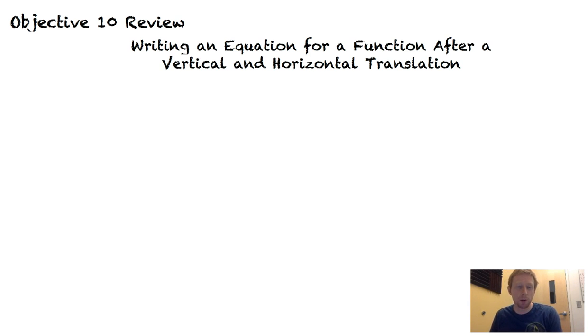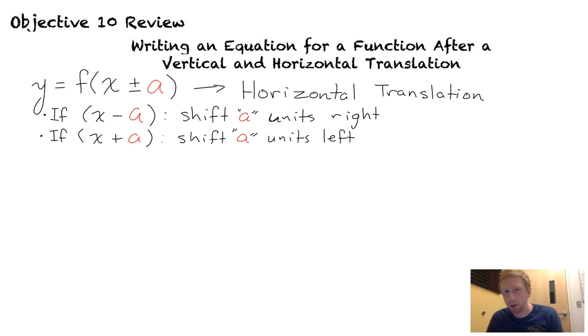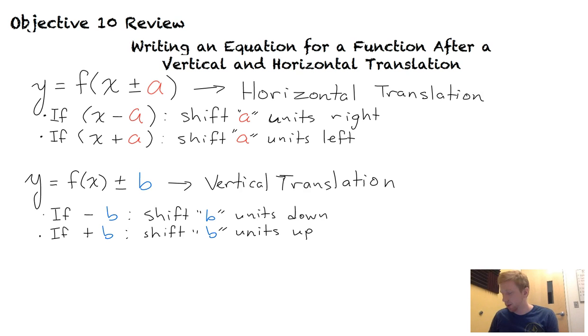Key concepts in this topic to remember here are: the graph of y equals f of x plus or minus a represents a horizontal translation. If it's minus a, so you have x minus a, then you shift the graph a units to the right. If you have x plus a, then shift the graph a units to the left. Also, the graph of y equals f of x plus or minus b represents a vertical translation. If it's minus b, then shift the graph b units downward. If it's plus b, then you shift the graph b units upward.